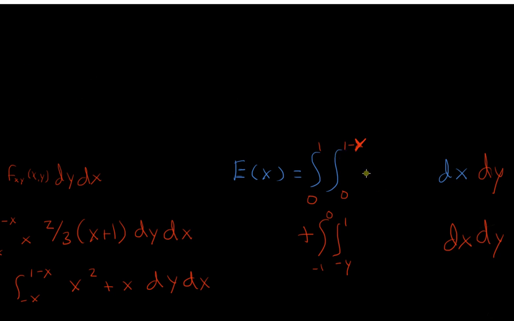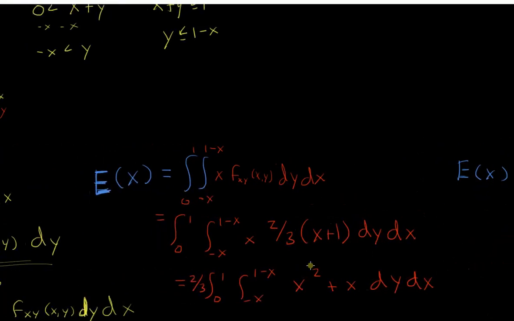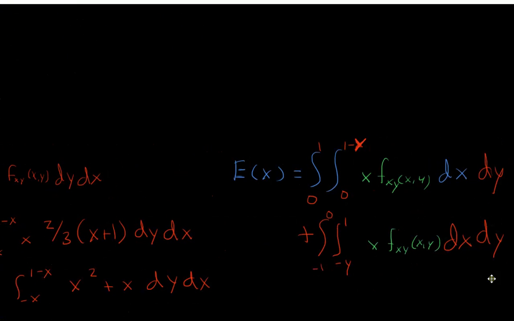And then on the inside here, I would write the same thing. It's just x times f(x,y), x times the joint distribution. You'd have to figure out this integral and then add it to this integral. So this is a mess, right? This involves doing your integration twice. So it's easier for this particular example to solve it dy dx than it is to solve it dx dy.